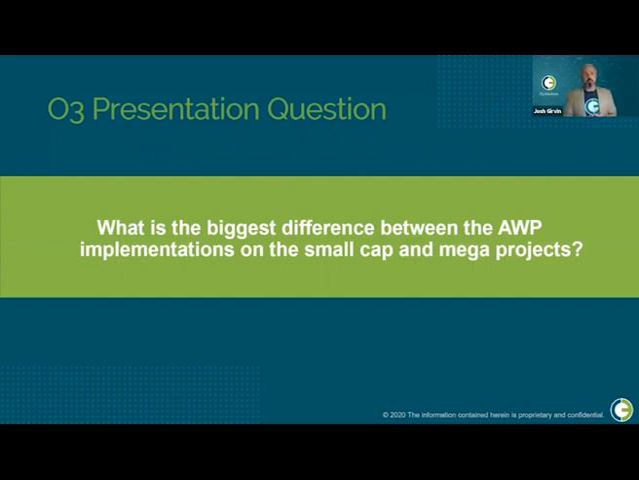So I think the takeaway is that when you're looking at small cap, the best practices are the same, but you can apply maybe a little bit more common sense and be a little bit more flexible to not introduce too much overhead that removes some of the benefit of using AWP.